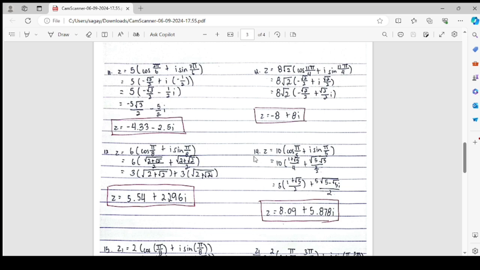And lastly, number 14, z is equal to 10 times the quantity cosine pi over 5 plus i sine pi over 5. Then we put this in a calculator. Then z is equal to 10 times 1 plus the square root of 5 over 4 plus the square root of 5 multiplied by the square root of 5 over 2 over 2. Next we get 1 plus square root of 5 over 2 plus 5 square root of 5 minus the square root of 5i over 2. Then we get the final answer, which is z is equal to 8.09 plus 5.878i.